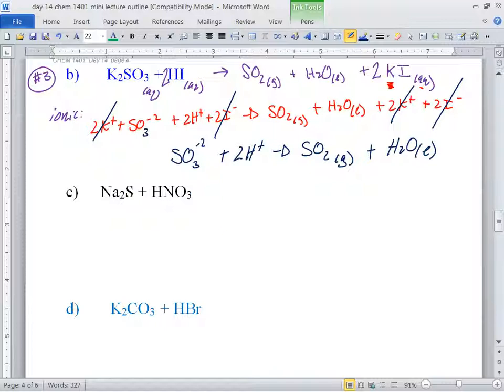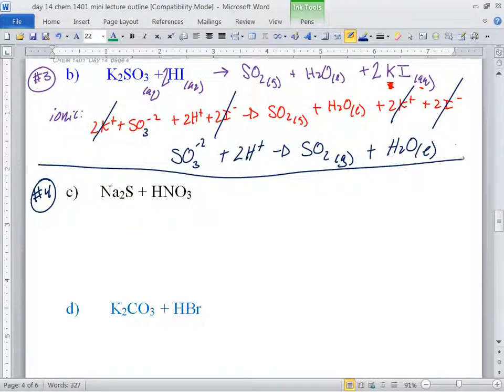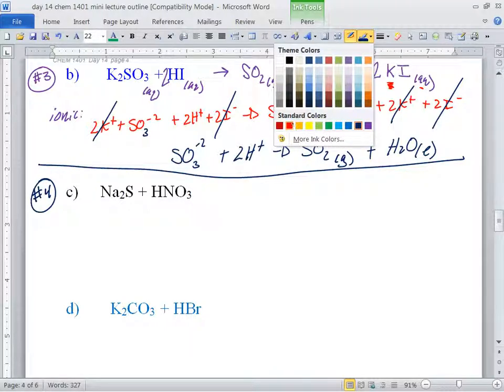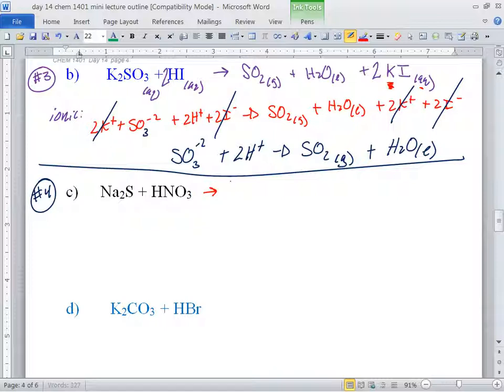So hopefully you recognize C as number 4. That's going to go 4.